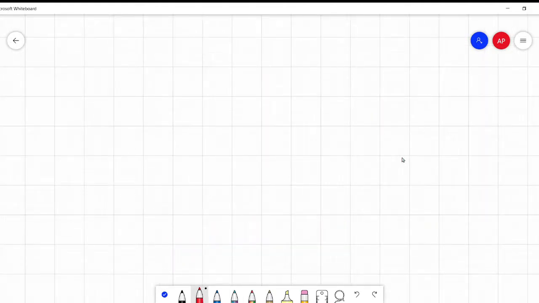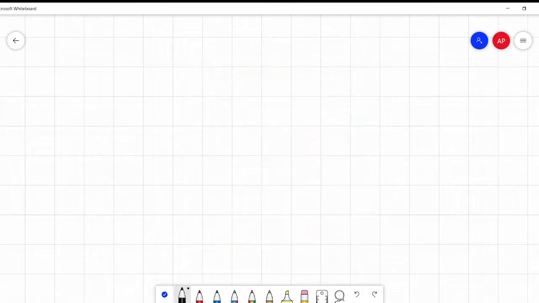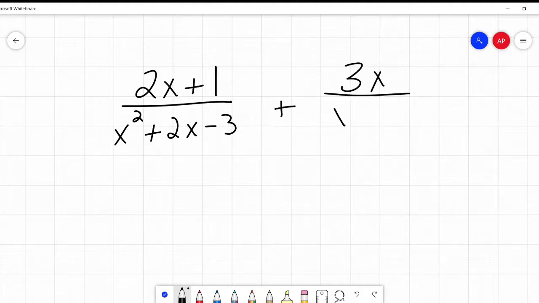Now, after you've gotten some practice with those and you feel all confident and everything's awesome, then they throw the final form at you. And it looks something like this. 2x plus 1 over x squared plus 2x minus 3 plus 3x all over x squared minus 9. The instant there's an x squared in that denominator, I want you to think factoring. Like, I need to factor this first, if at all possible.